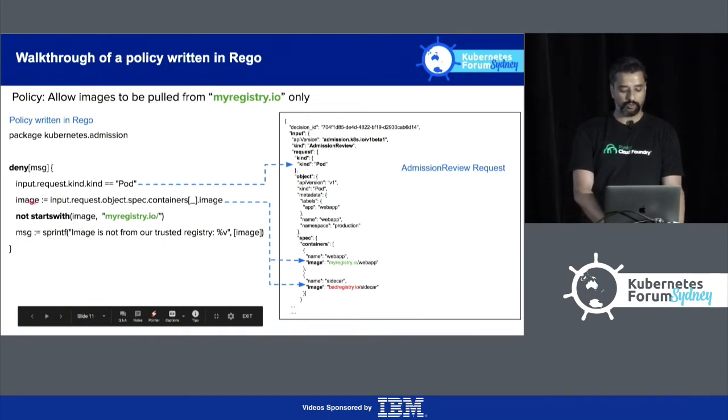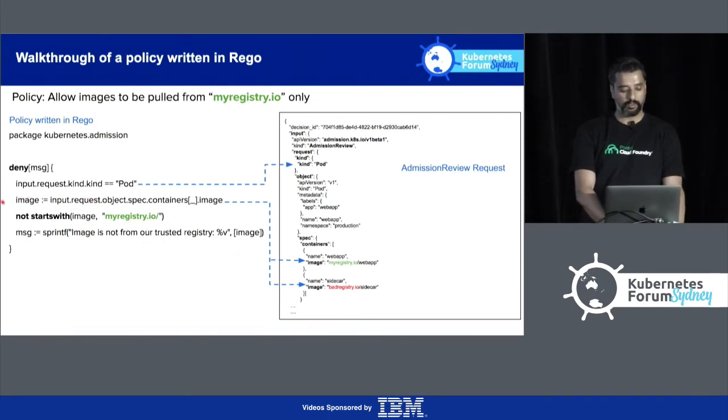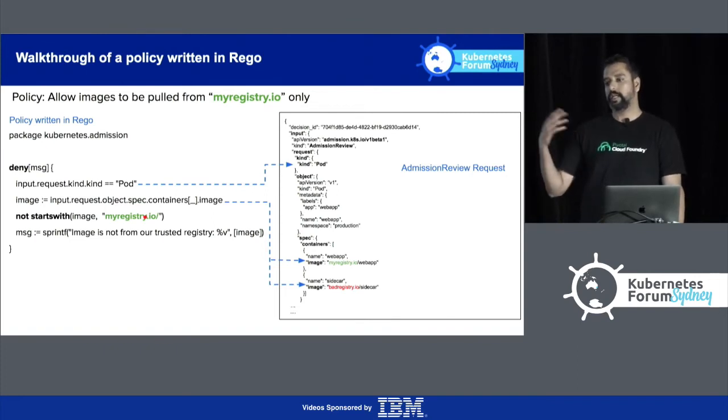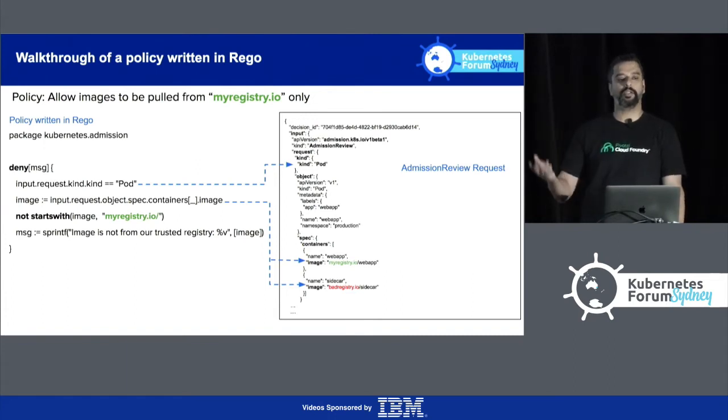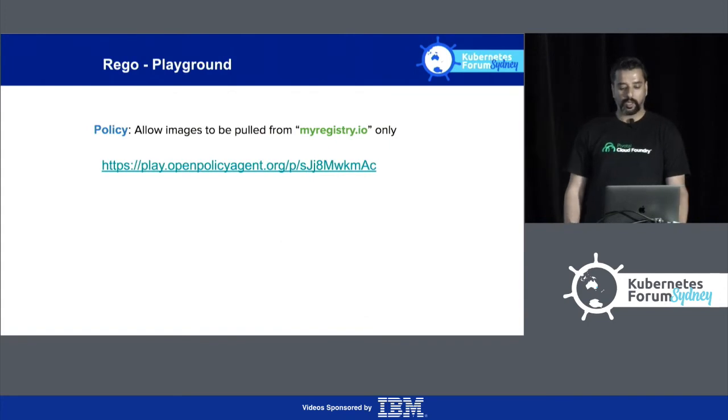As we go through this, you get a list of images, and as I said, it iterates over it and checks whether both images are coming from our trusted registry. Since badregistry.io doesn't match, it fails, and the deployment doesn't go forward, right? We will look at this example in action in a couple of minutes. I want to introduce you to the Rego playground, which is really handy if you want to try out your policies. So let's have a look.